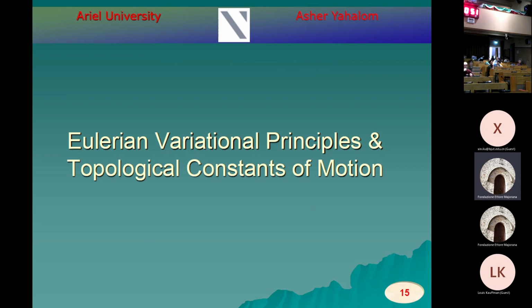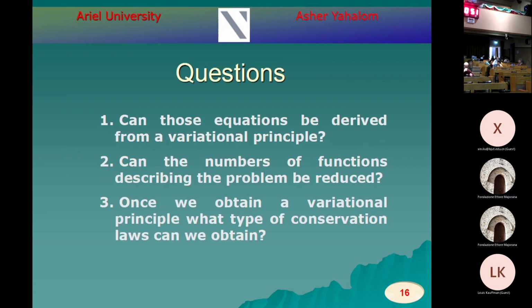Eulerian variational principles. So I'm going to pose some questions. One is, can those equations be derived from a variational principle? Can I do something to reduce the complexity, the number of functions? Can the number of functions describing the problem be reduced? And once we obtain a variational principle, what type of conservation laws can we obtain through Noether theorem, etc.?